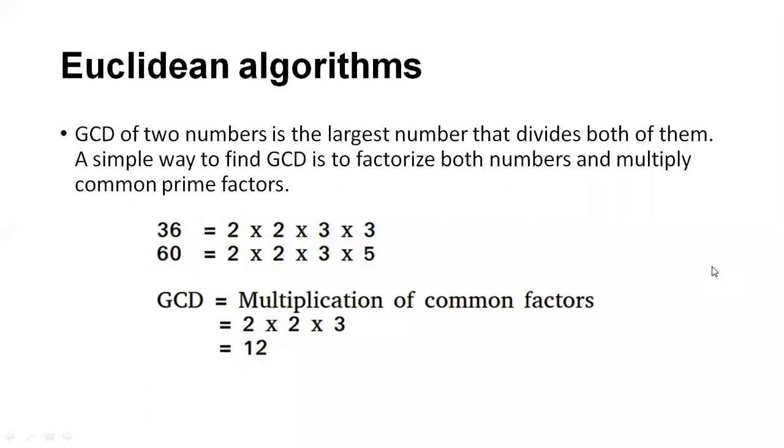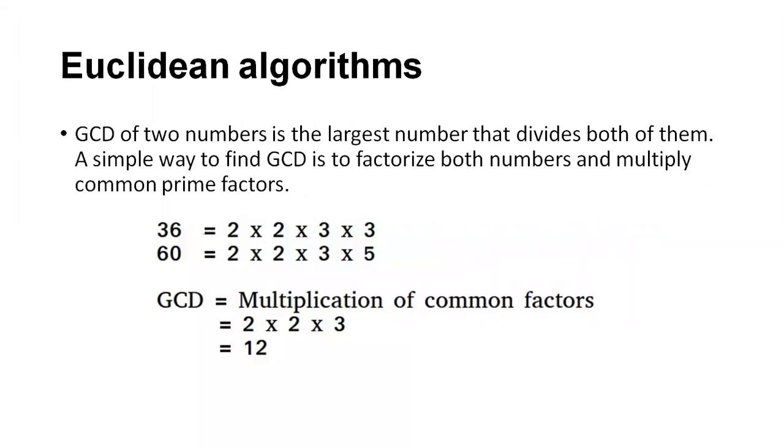The next problem is based on the Euclidean algorithm. We have already discussed the Euclidean algorithm previously, but briefly I will take a recap of it. Mainly we use this Euclidean algorithm to find the GCD.